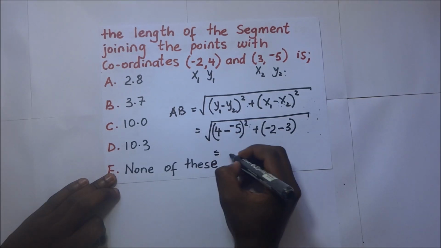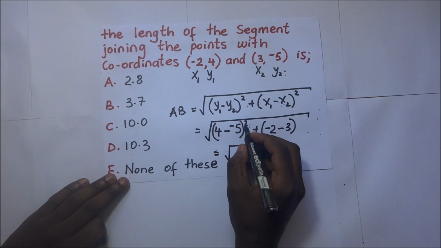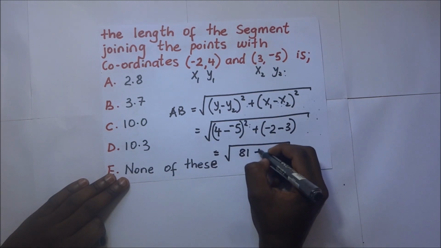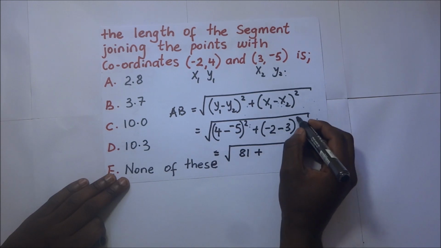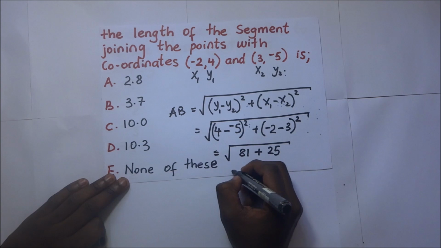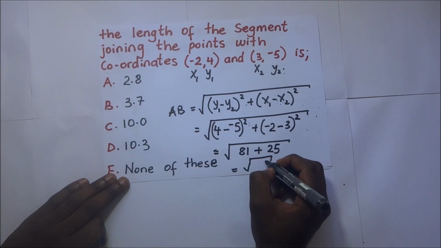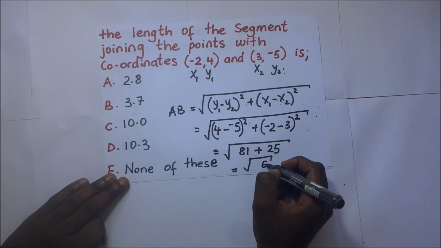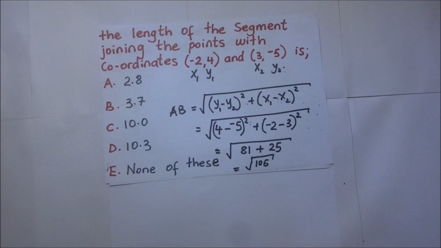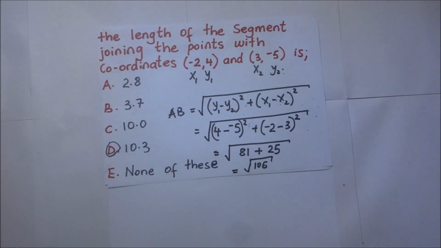So we shall end up having the square root of, this is 4 plus 5, which is 9. 9 squared is 81, plus negative 5 squared, which is 25. So we shall end up finding AB is the square root of 106. Now the square root of 106 is approximately 10.3. So our answer is 10.3.